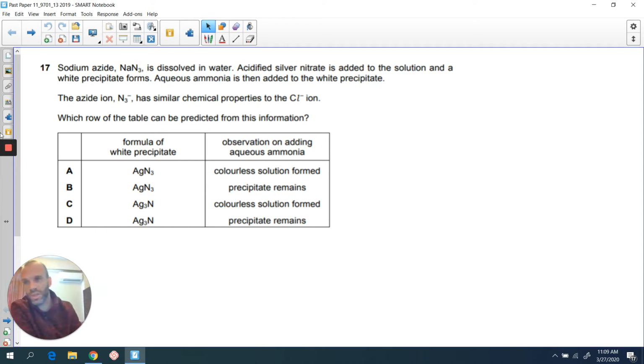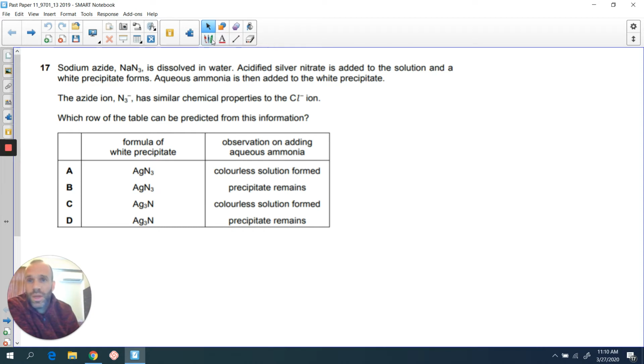Looking at question 17, a few people asked me about this one. This essentially is a question about ions testing, so I'll just read it through now. Sodium azide is dissolved in water, acidified silver nitrate is added to the solution and a white precipitate forms. Aqueous ammonia is then added to the white precipitate. The azide ion is N3 1-, and has similar chemical properties to the chloride ion. Then it's asking you which option from the following table would be correct.